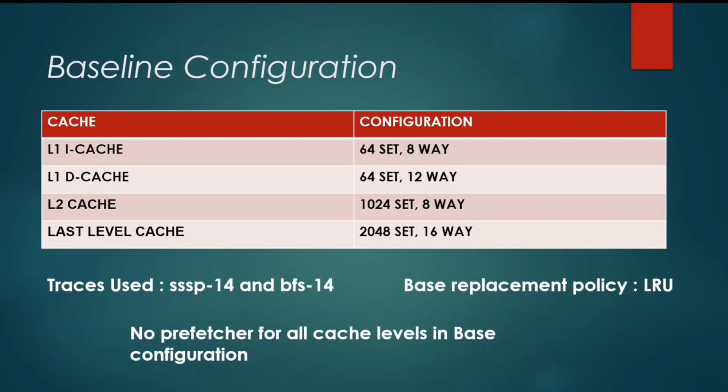This is the baseline cache configuration that we aim to improve upon. We use the traces BFS14 and SSSP14 and LRU as our base replacement policy. No prefetcher was used in this baseline configuration.